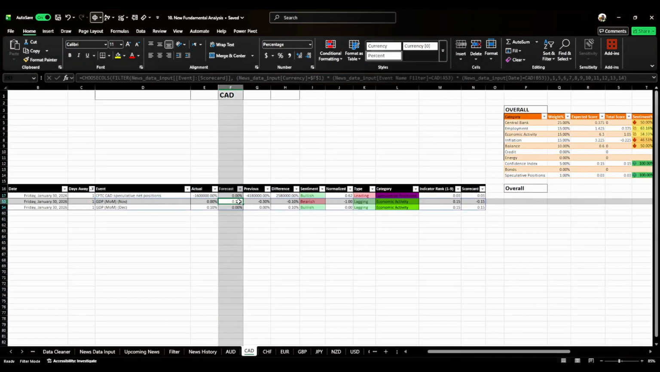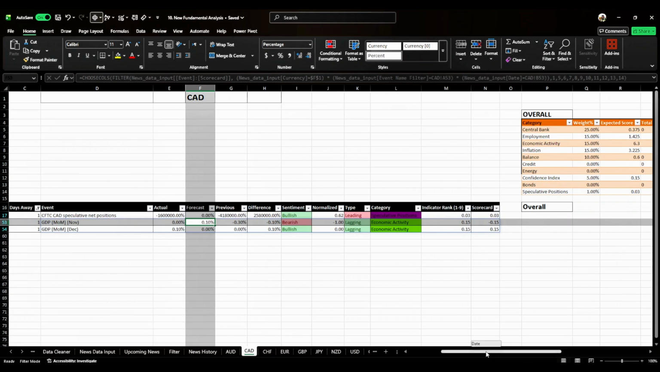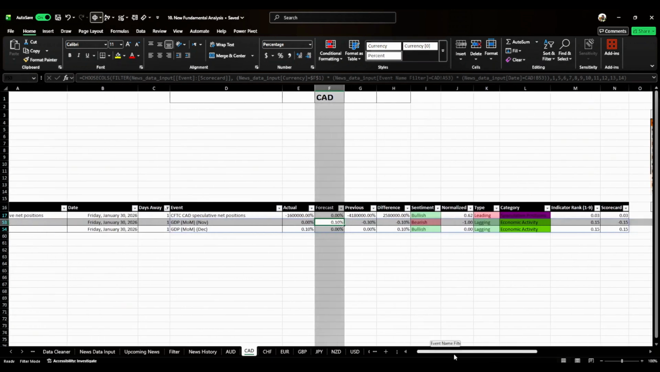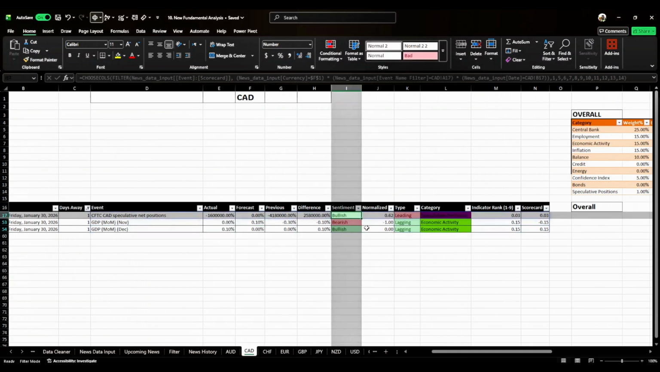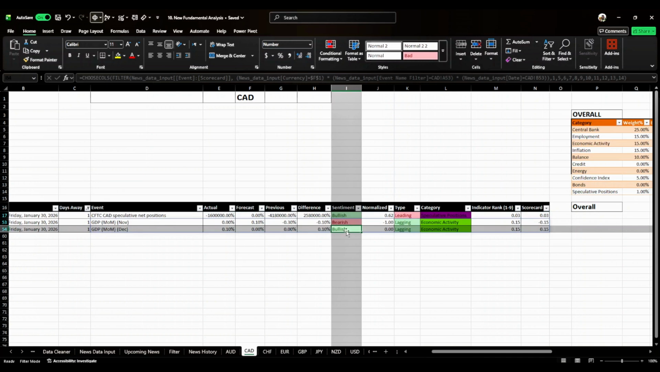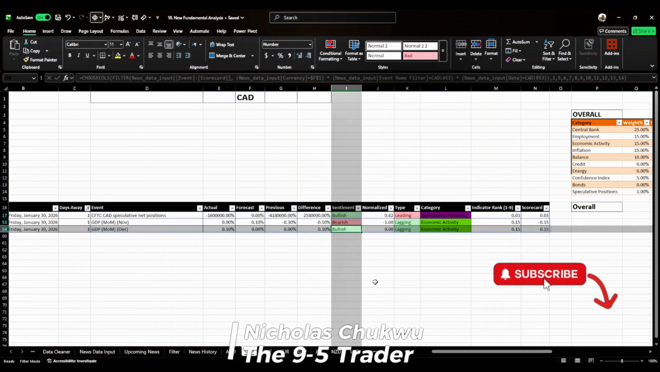Heading into the Canadian dollar, we have a scenario where we have the speculative stance saying, well, they are quite bullish in general. And then they had GDP information coming out. Now, month over month, the GDP for November of last year, they witnessed a bearish GDP. But in December, they witnessed a bullish GDP. So the growth of that GDP between November and December last year is good.